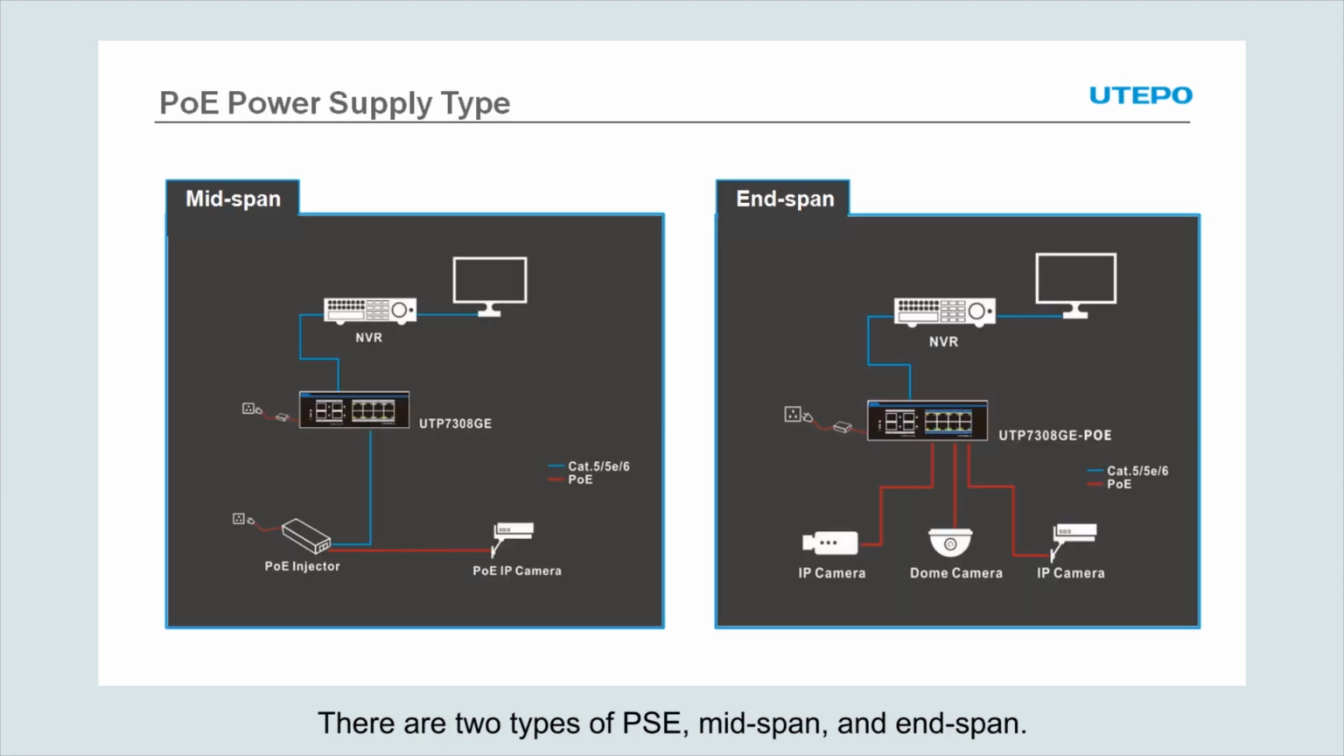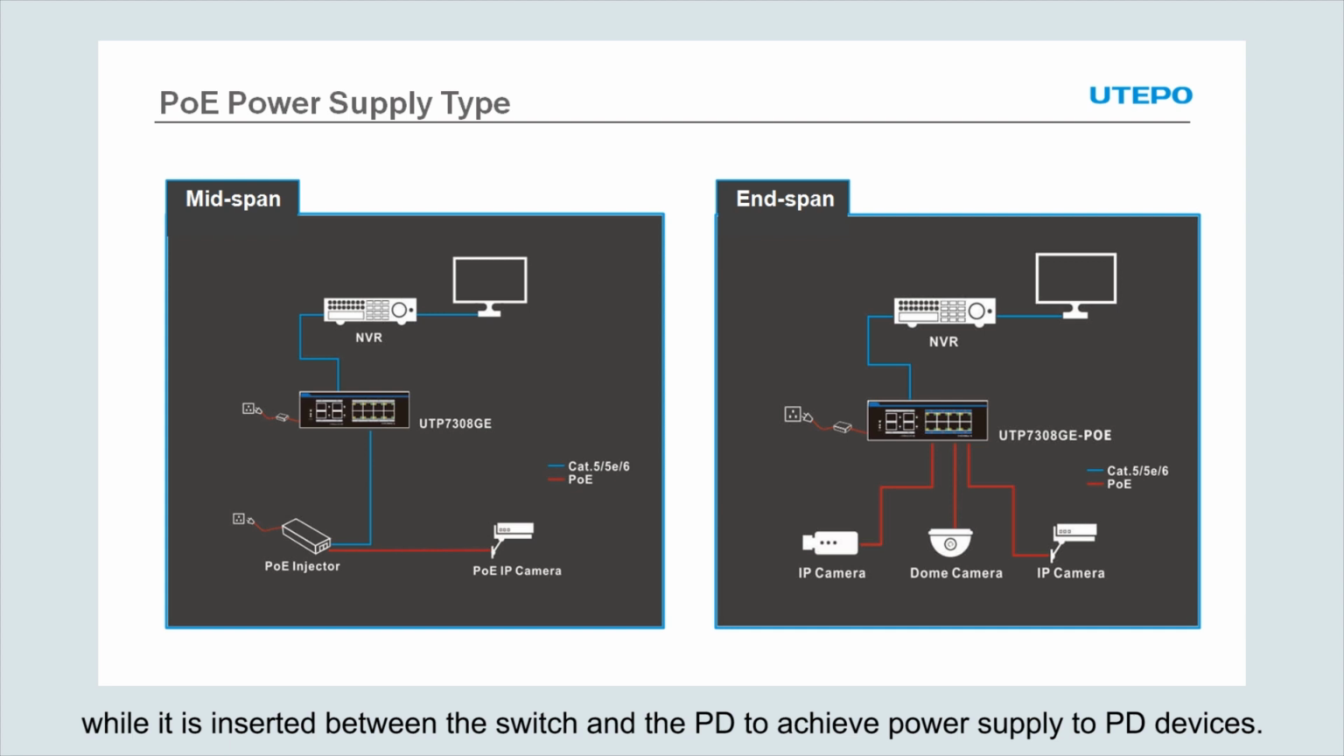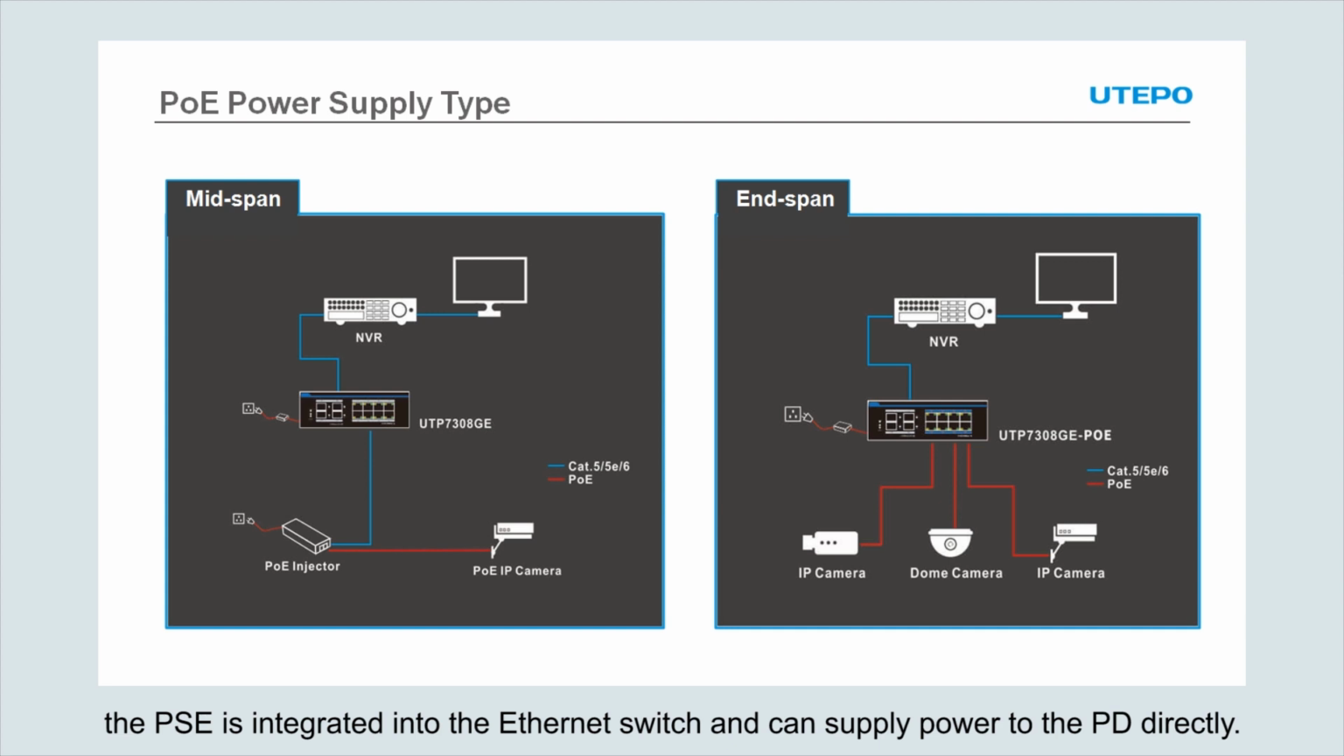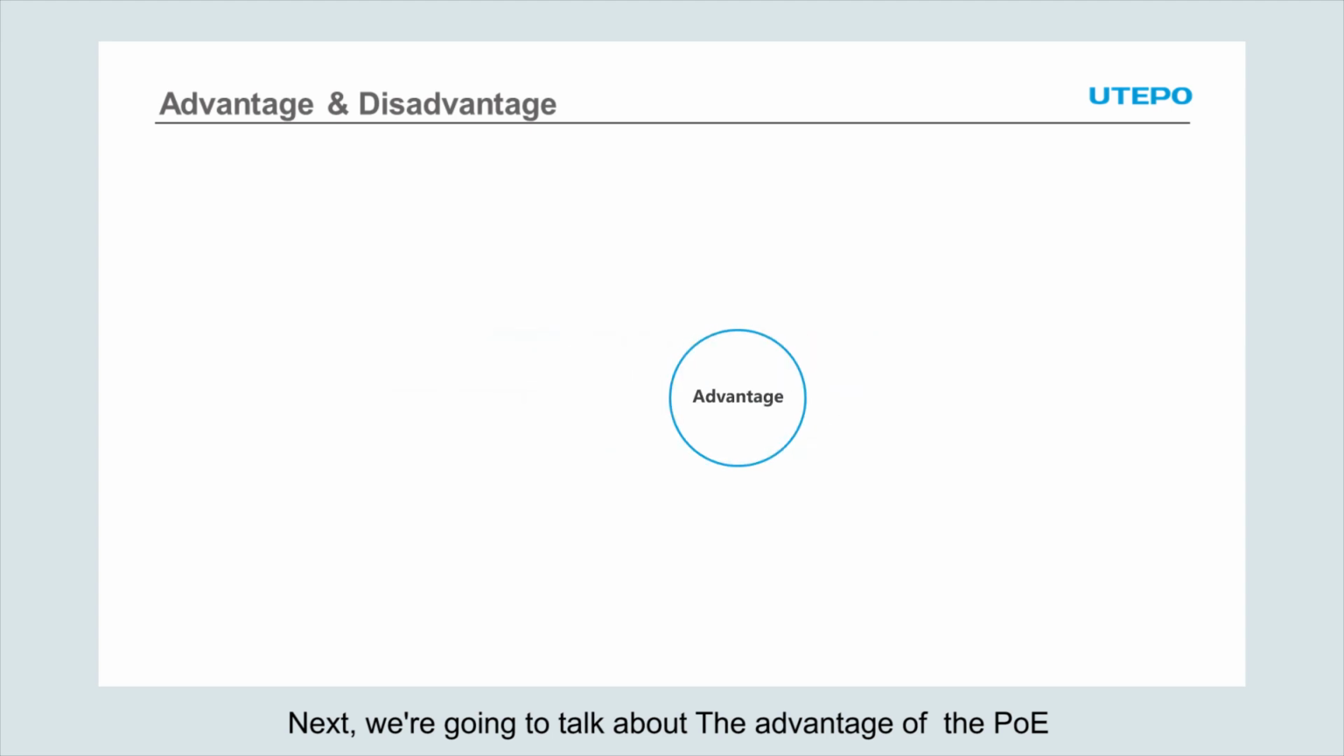And there are 2 types of PSE, mid-span and end-span. Mid-span means the PSE is not integrated into the Ethernet switch, while it is inserted between the switch and the PD to achieve power supply to PD devices. In the opposite, in the end-span, the PSE is integrated into the Ethernet switch and it can supply power to the PD directly. Next, we are going to talk about the advantages of PoE.